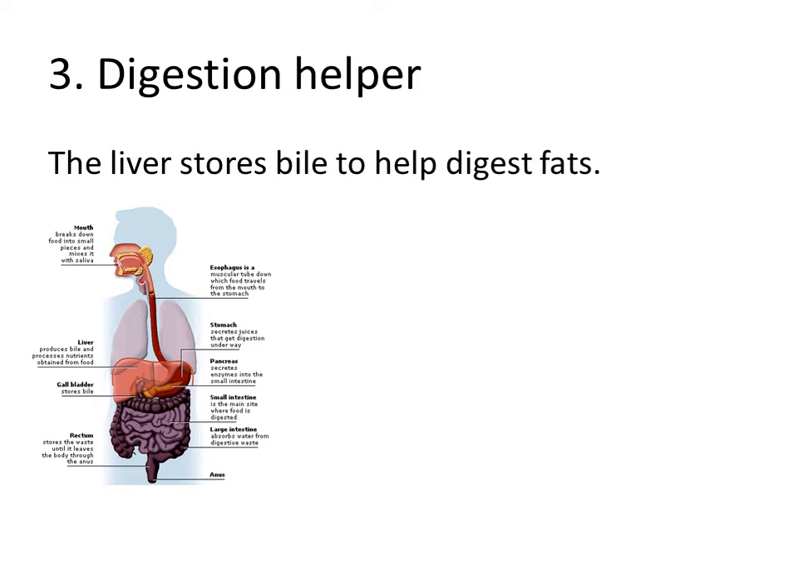Then chapter 3, digestion helper. The liver stores bile to help digest fats. As you can see here, this is a digestive system. The liver produces or makes bile to help digest fats. It produces bile and processes nutrients obtained from the food. So it makes this kind of bile.